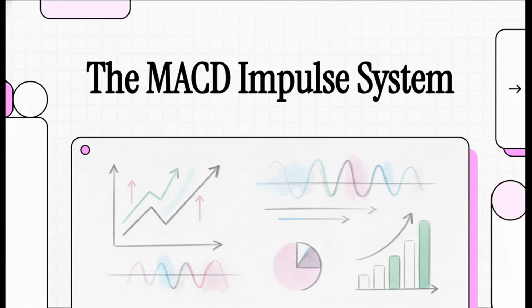All right, let's get right into it. Today, we're breaking down the MACD impulse system. It's a really powerful strategy that's designed to give momentum traders a serious edge in the market.